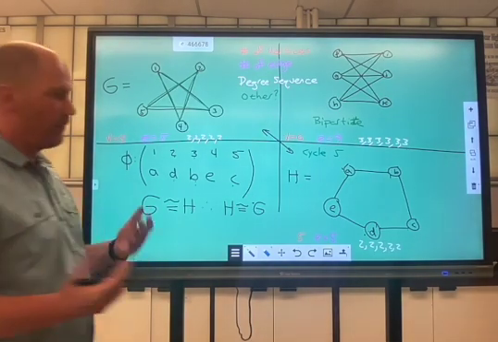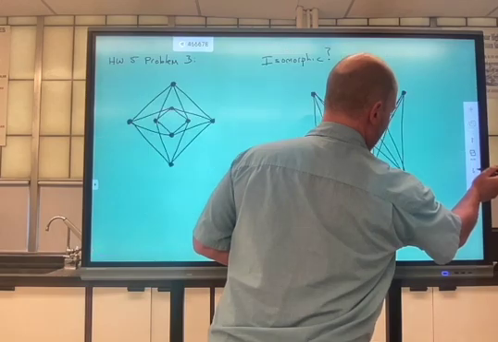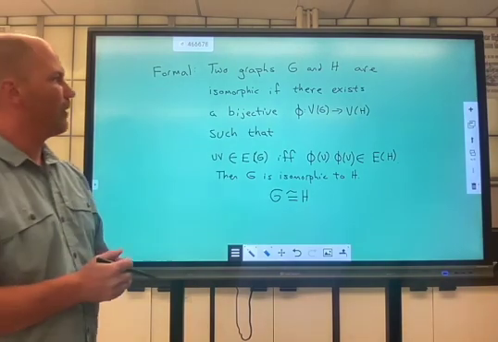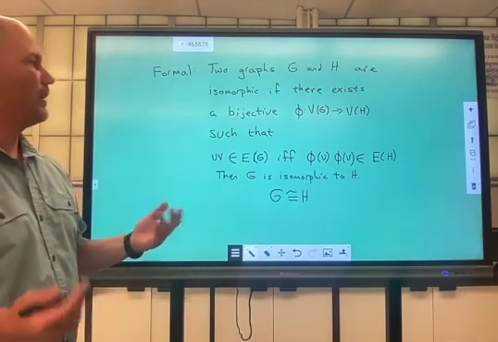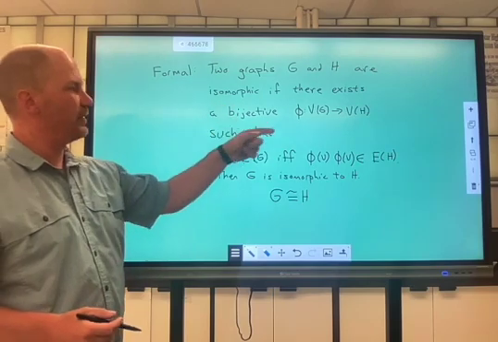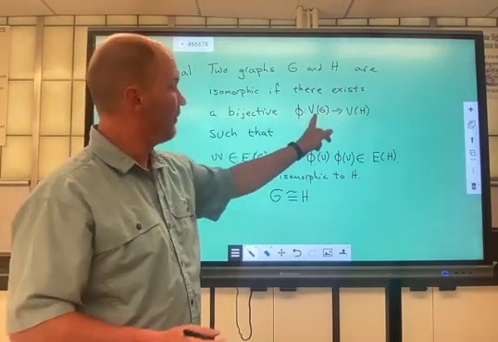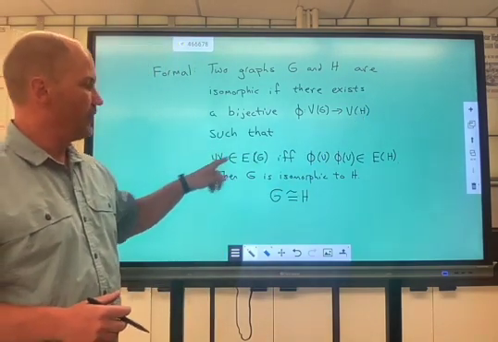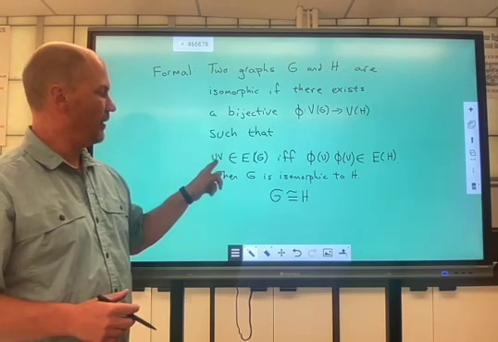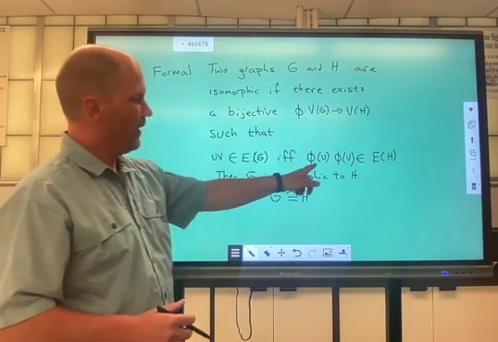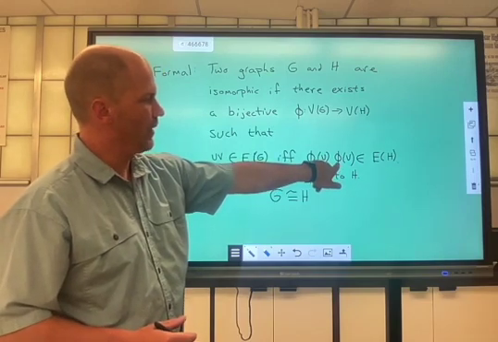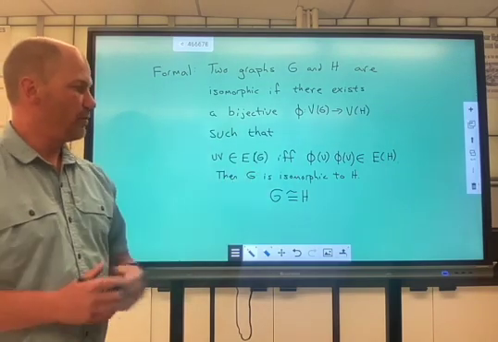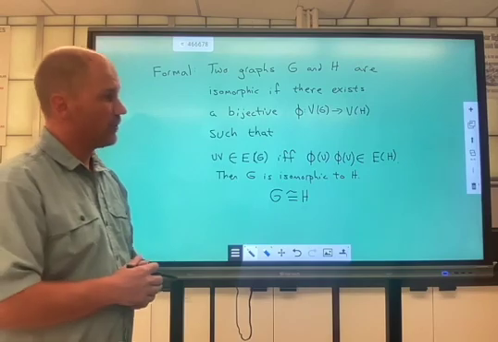Let's take a quick look at the very formal definition. We're going to come back to this. So for two graphs, G and H, to be isomorphic, there has to be a bijective function, phi, such that all the vertices in G are mapped to a vertex in H, such that the edges are preserved. If they're linked in our graph G, after you do the function, what they've been mapped to must be preserved in H as well. If this is true, then these graphs G and H are isomorphic.